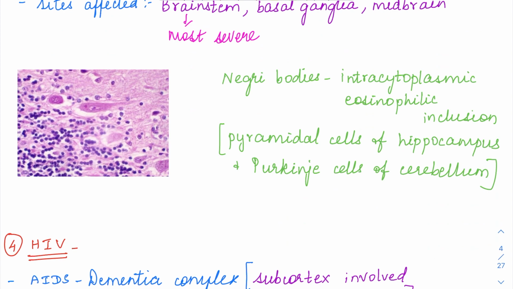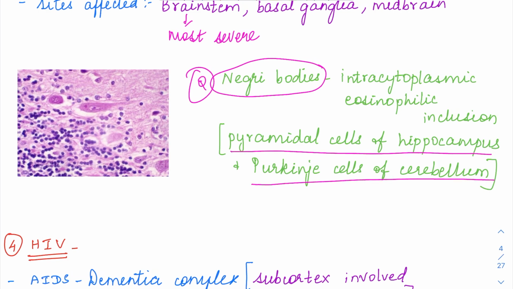What are the classical features we see in rabies infection on microscopy? So, Negri bodies. We are all familiar with this name, right? So, Negri bodies are usually present in the pyramidal cells of the hippocampus and Purkinje cells of the cerebellum. So, both the P's. Remember P and P.